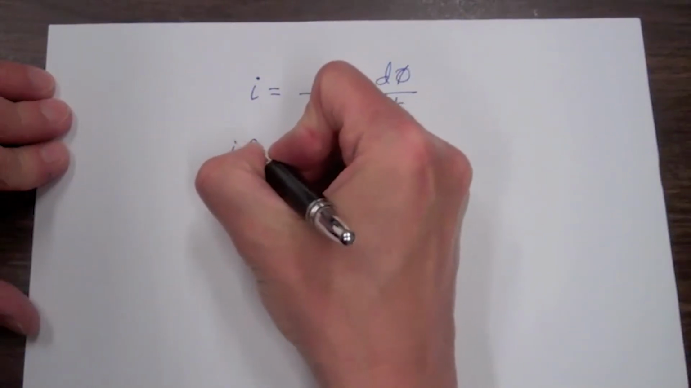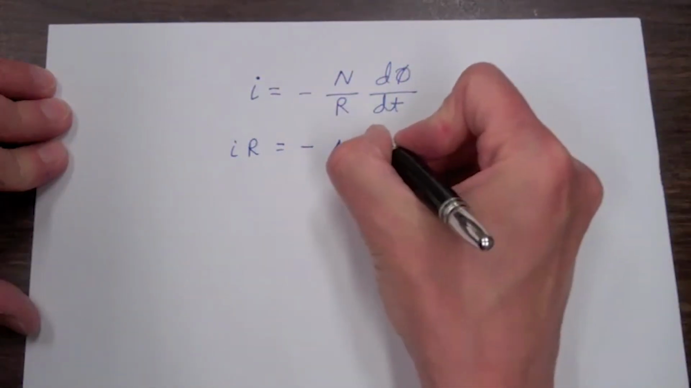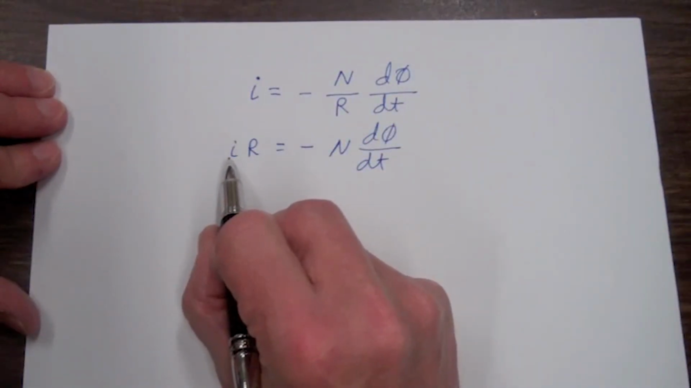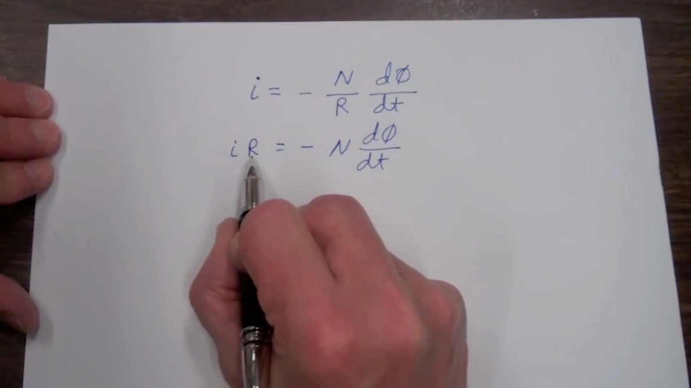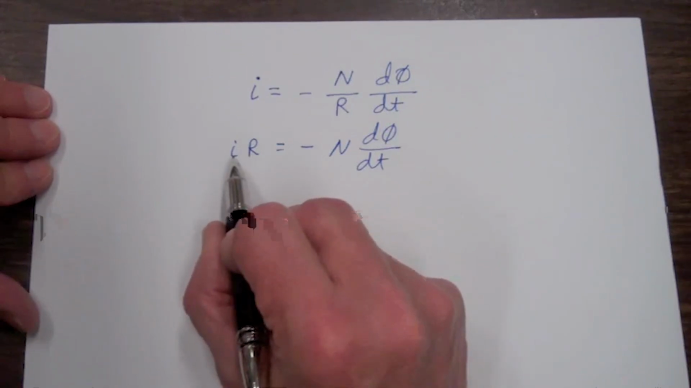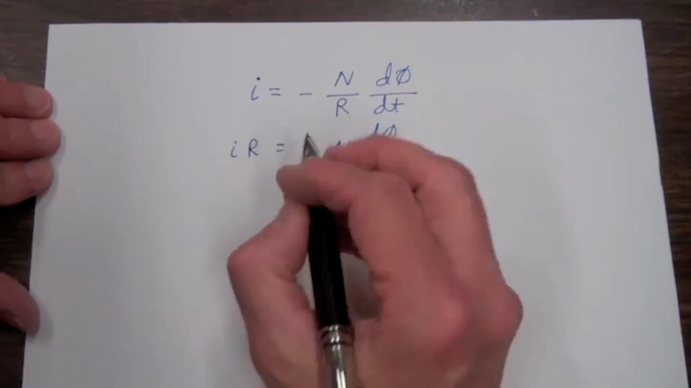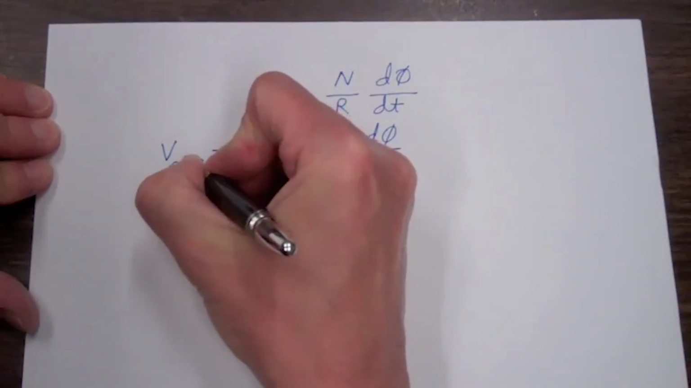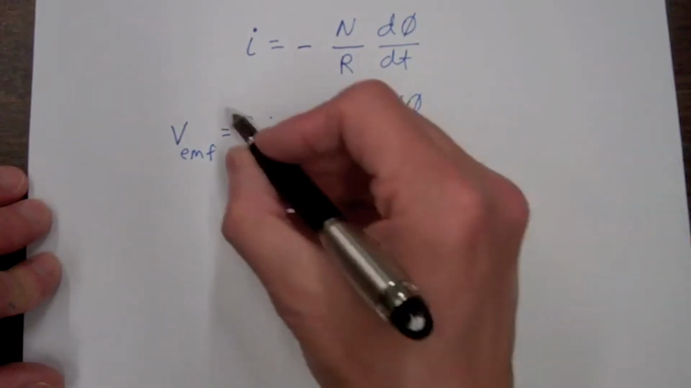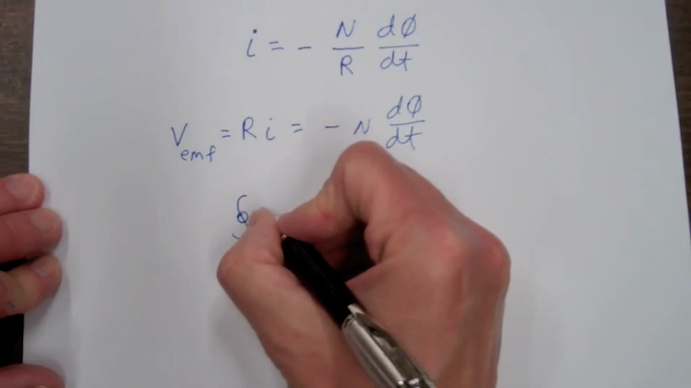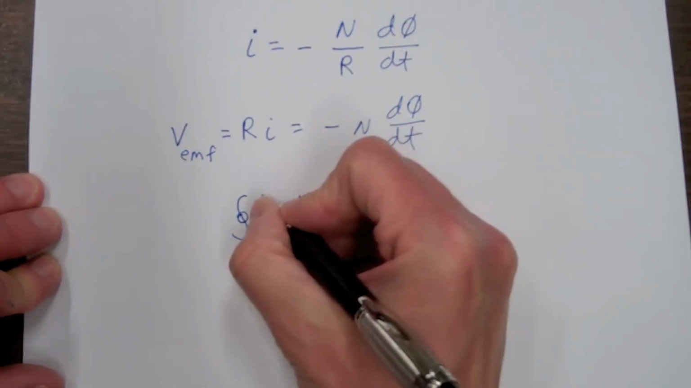Let's multiply both sides of our equation by R. So I is the current flowing in our circuit, R is the total resistance of our circuit, so I times R is the total voltage around our circuit, which we will call the electromotive force, V sub EMF. So the total voltage drop around our circuit is the same as the integral of E dot dl around our circuit.